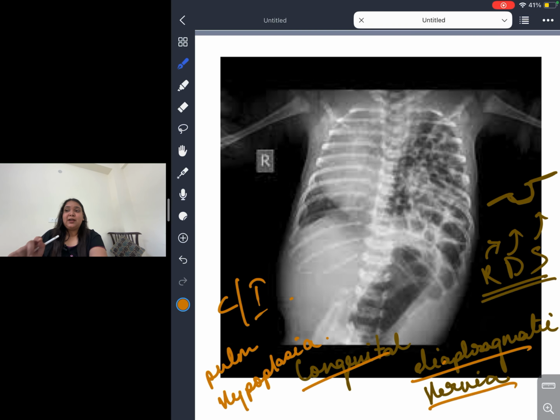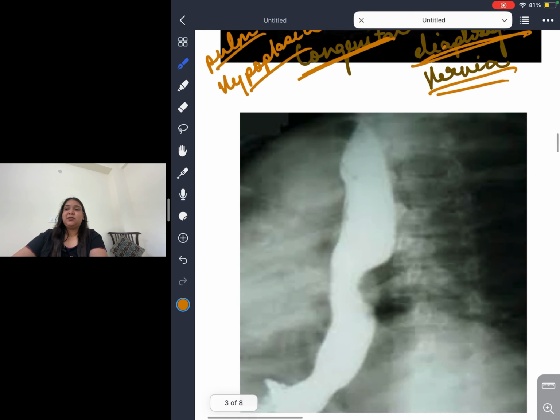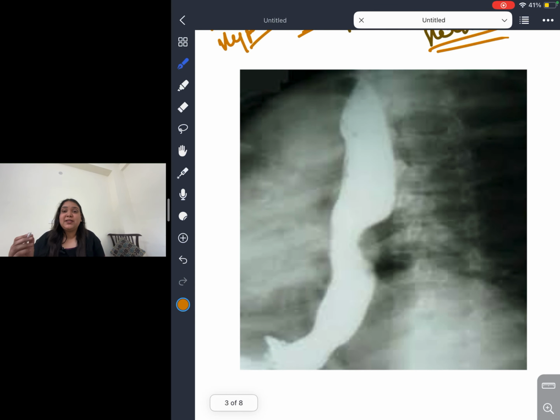So if I talk about this condition, this is congenital diaphragmatic hernia. We have a triad RDS: R for respiratory distress, D for dextrocardia, S for scaphoid abdomen. Contraindicated here is bag and mask ventilation, and cause of death is pulmonary hypoplasia. Now if we go to the next image, what you will see over here is an image of barium swallow.